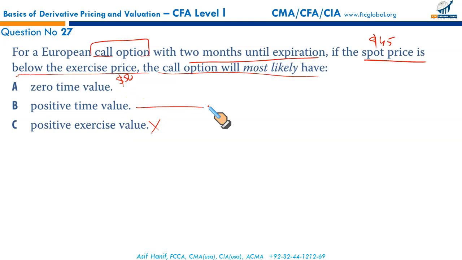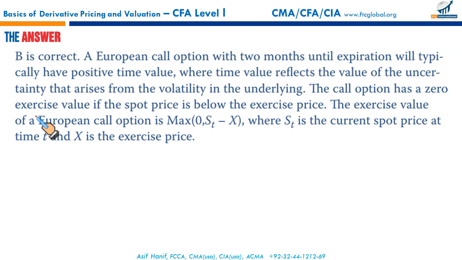Why? Because since you hold the call option and there are 2 months till expiry, instead of just purchasing the share right away, the funds can be invested and can generate a positive NPV for the 2 months. So it has a positive time value. That makes B the correct option.